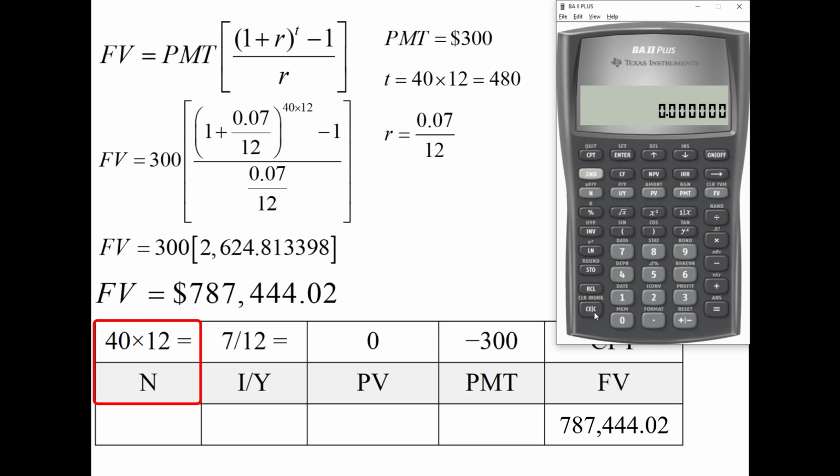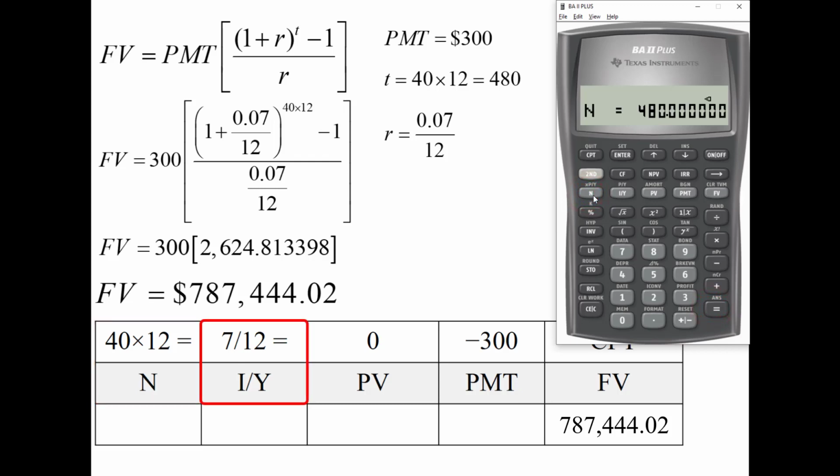And in this case, it's going to be 40 years times 12 months in a year, and we're going to have 480 time periods. So I'm going to type in 40 times 12. And it's important here that you hit equals. If you did not hit equals, it will store the number 12, and we don't want that. We want it to store the number 480. Then hit our letter N.